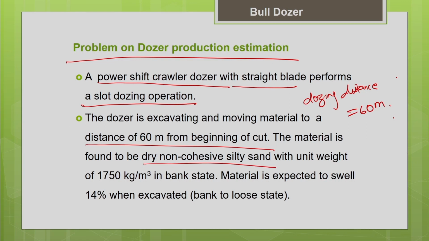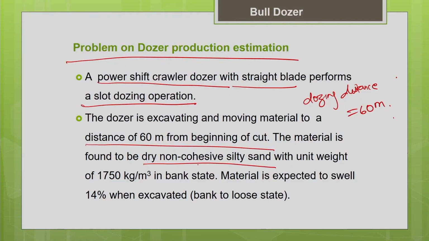The productivity of the bulldozer depends upon the type of the material. If it is cohesive material, it will be easy for the material to roll in front of the blade, so pushing will be easier and the blade will have a higher productivity. But in your problem, it is dry non-cohesive silty sand. This kind of material will behave like a dead material. It won't roll properly in front of the blade, so its productivity is likely to be low. You have to note that.